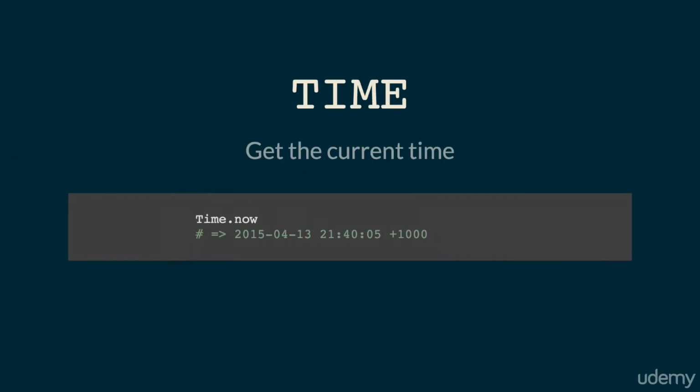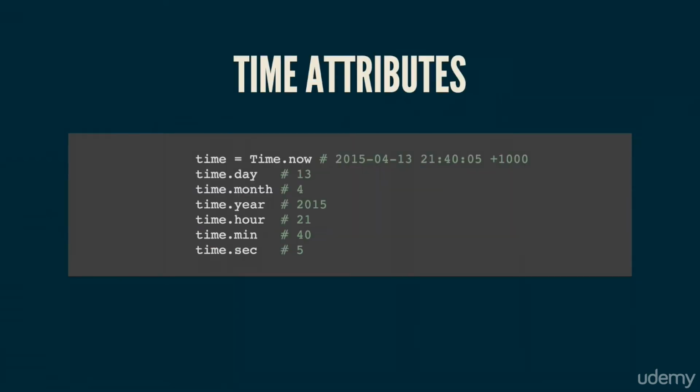The most obvious thing you can do with time is get the current time. To do that, we simply call Time.now. This will return an object representing our current time. A time object has multiple attributes, of course. These include day, month, year, hour, minute, and second. So when we call Time.now, we can break all of these particular attributes down.